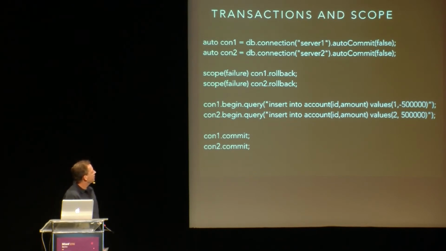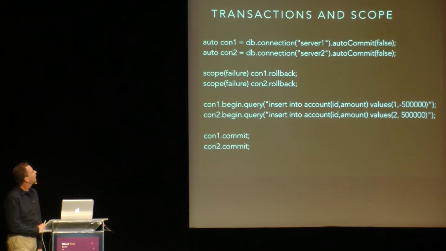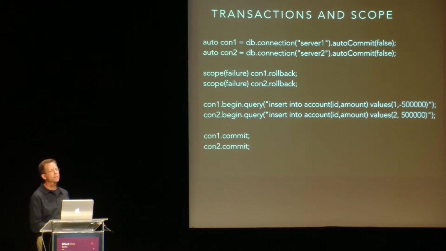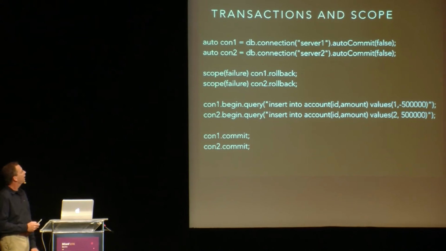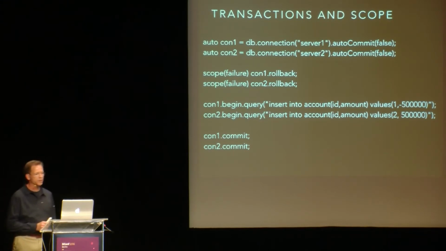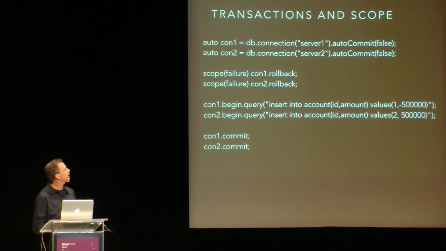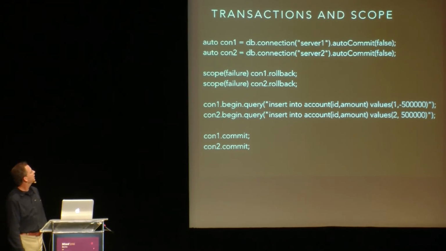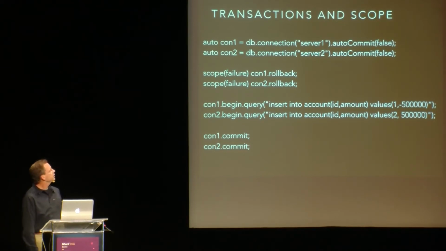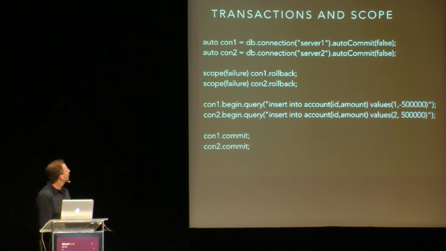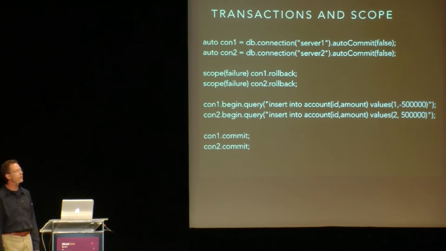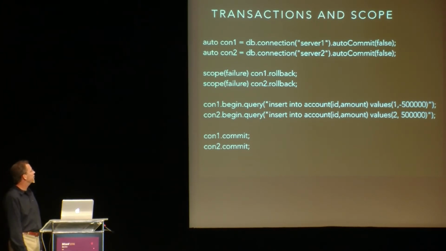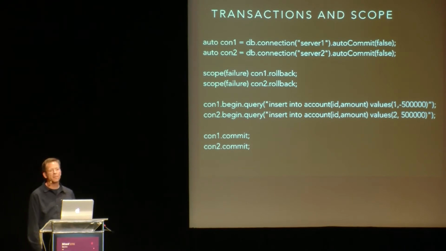Okay, so this particular example here is an example of a transaction involving two different databases. And I think this is the only transaction slide I have on here. But what's happening here is that I'm getting a connection to two different servers. And what I'm going to do is I'm going to commit to both of those databases. First, I'm going to issue a query, and then I'm going to commit.